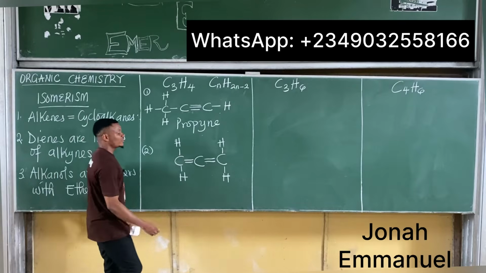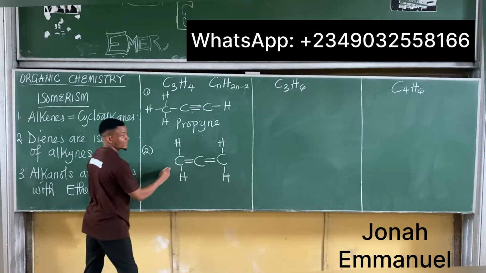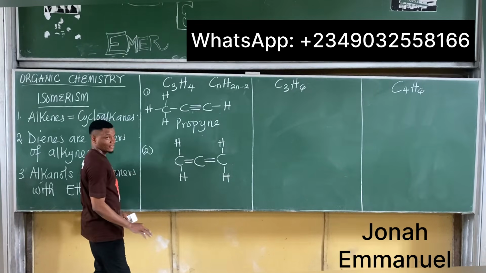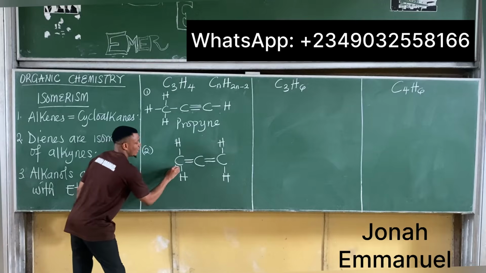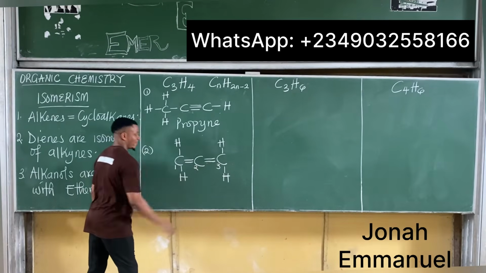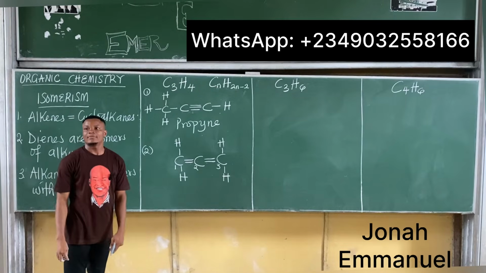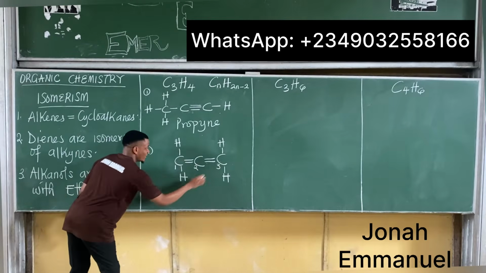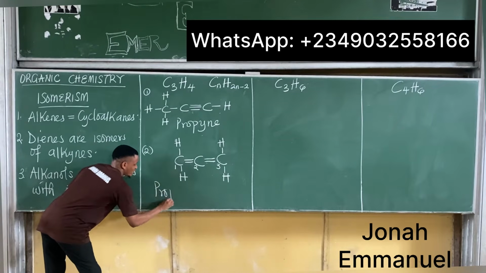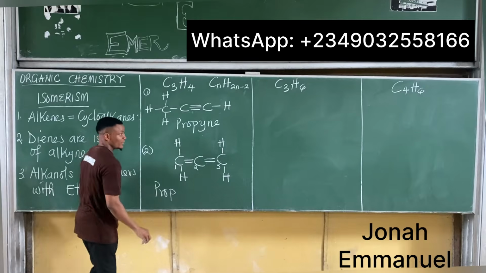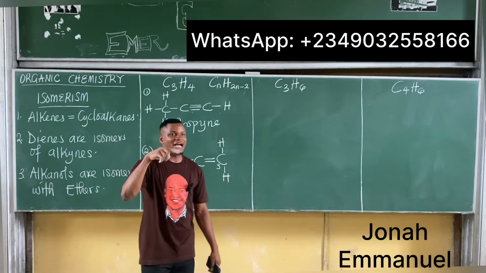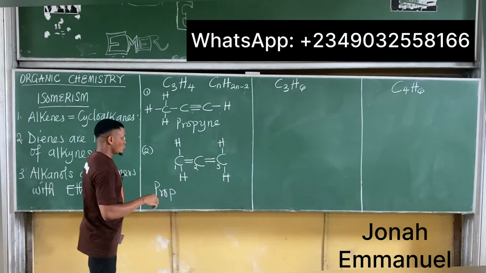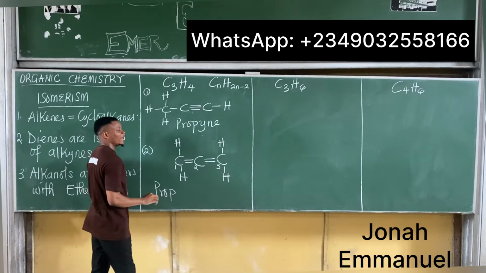Of course, whether I choose to number from right to left or left to right, it's the same thing. So let's number it. I'm having 1, 2, 3. So how do we name dienes? For this one here, I'm having 1, 2, 3. 3 carbons is a what there? Prop. But we said for dienes, there's an A. You can remember. So this is not just prop.